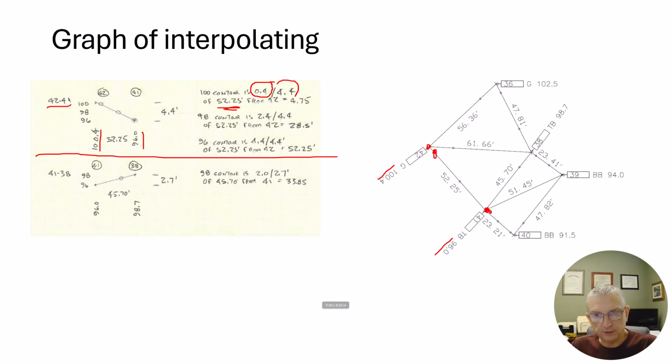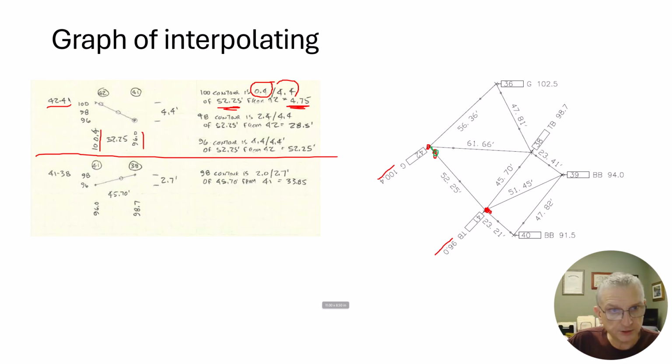So from 42 to 41, the 100-foot contour is going to cross at 0.4 divided by 4.4 times the total distance of the line between 42 and 41, which is 52.25 feet. You do the math, 0.4 divided by 4.4 times 52.25 gives you 4.75 feet. So with an engineer's scale and paper or in CAD, you come 4.75 feet from 42 down to this point right here towards 41, and that's where the 100 contour crosses.